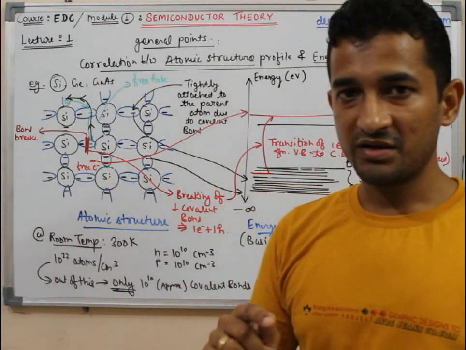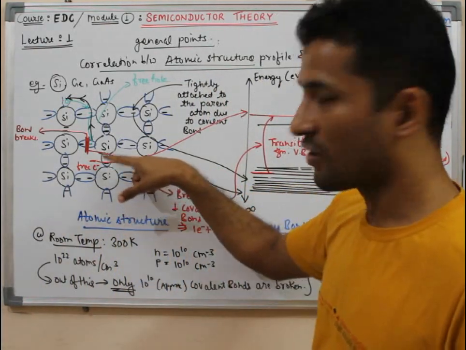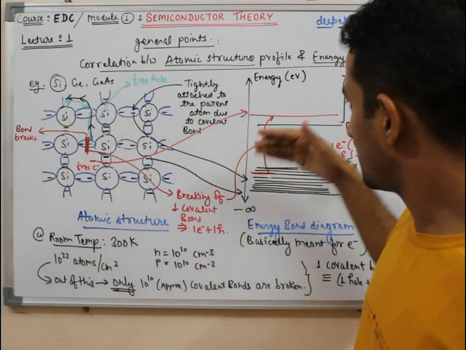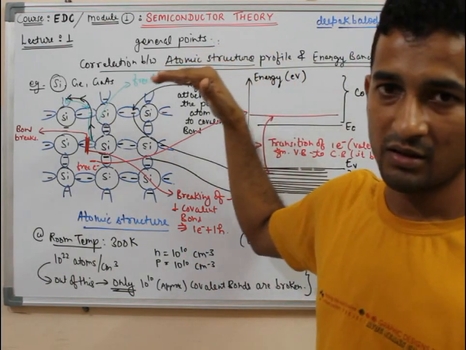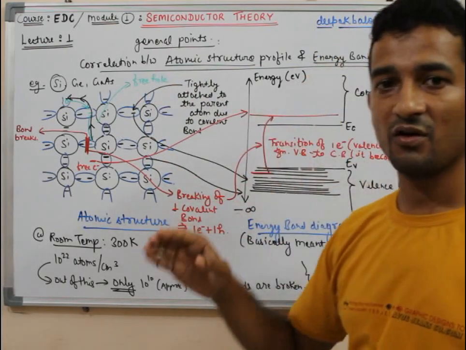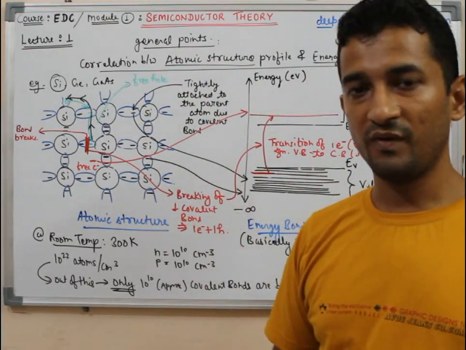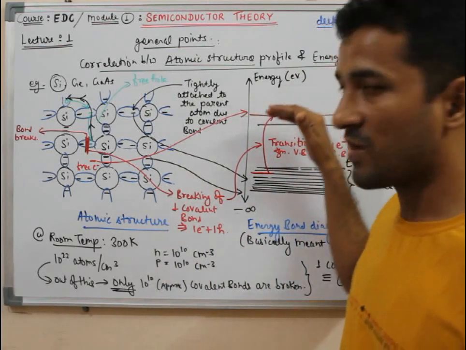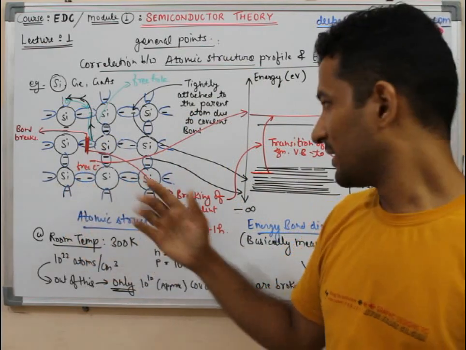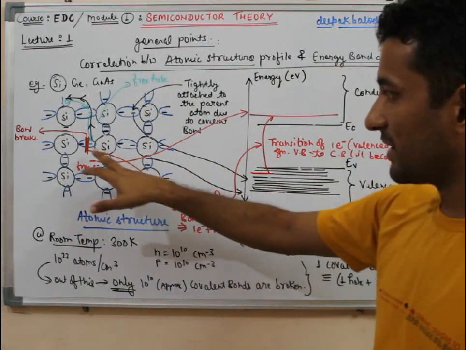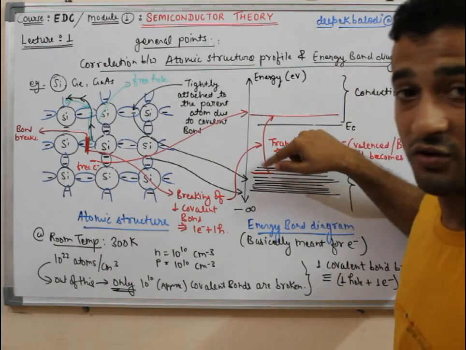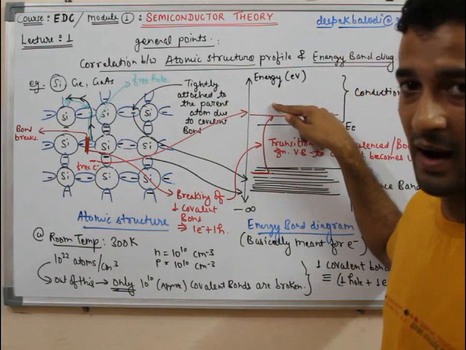All the energy levels of those electrons which have got free, 10 to the power 10, their energy will be somewhere in the conduction band. Therefore, this conduction band is the representation of all energy levels which are possessed by those electrons which have got free. So one breaking of a covalent bond corresponds to the transition of one electron from this band to this band.